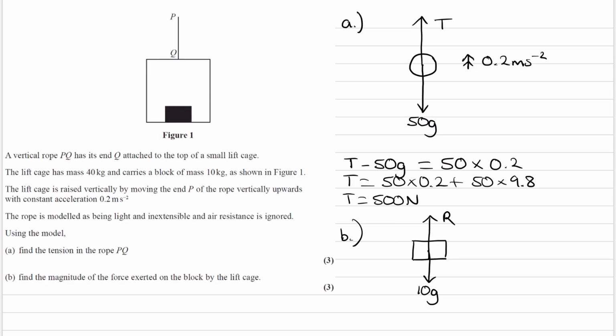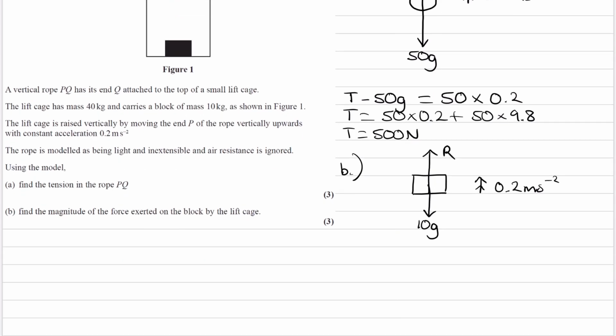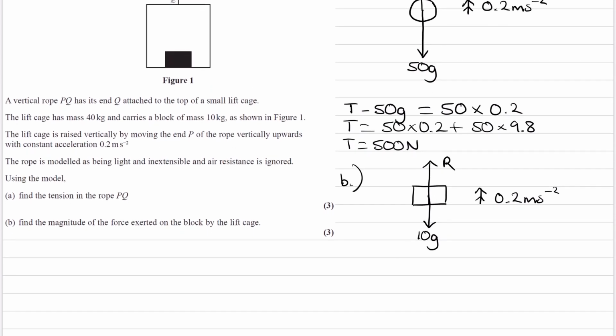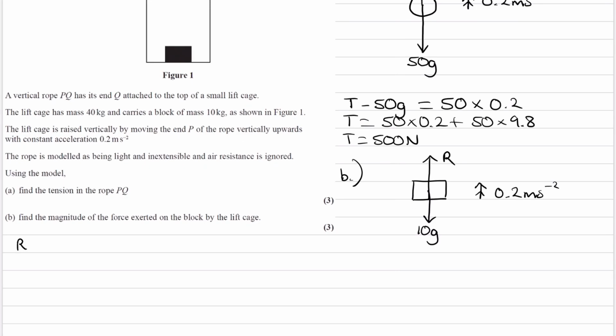And it's the same scenario as before, so it's still accelerating upwards with an acceleration of 0.2 meters per second squared. And then it's the exact same thing as what we did before. So we would do R minus 10g is equal to mass, just that of the block, times 0.2. And then we just rearrange. 10 times 0.2 plus 10 times 9.8. And that would be 100 newtons, which would be our answer.